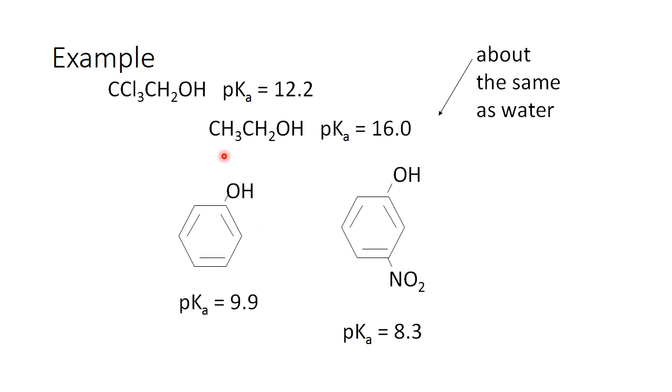Here I have a phenol. Its pKa is 9.9. When I put a nitro group on, this is a very electron withdrawing group, what happens? The pKa drops. This is more acidic. If I were to put a methyl group on, remember methyls are electron donating, what would happen? Your pKa would go up because the methyl is electron donating and makes it less acidic.